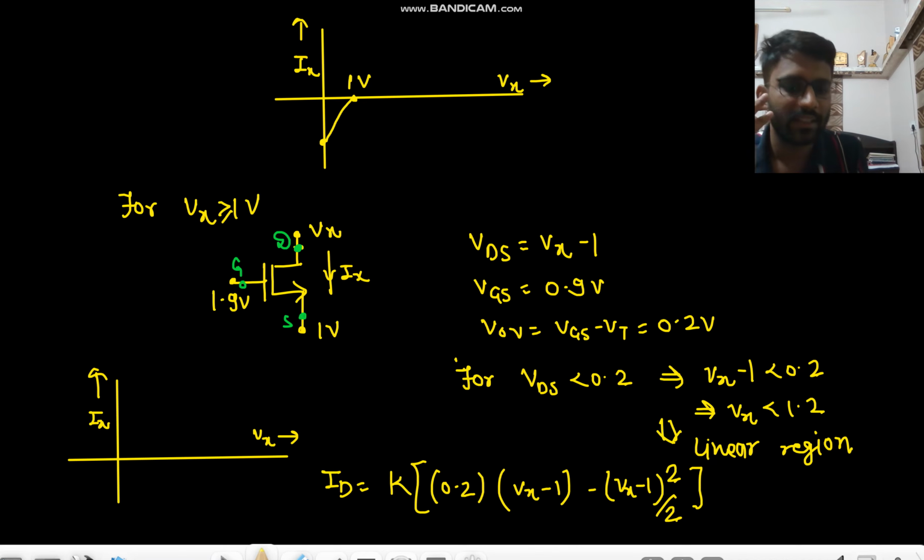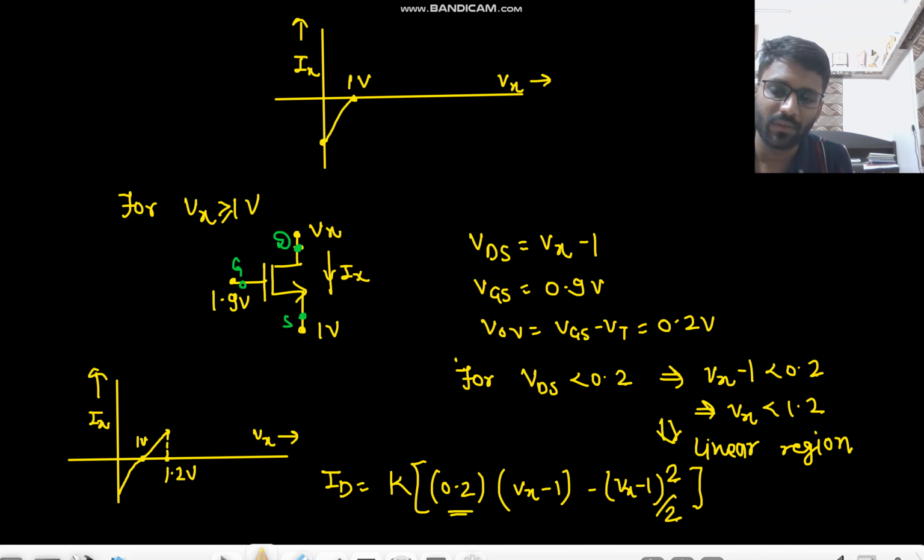Your Vgs minus Vt is constant now. If you increase the Vx value, your Vds will increase, and if your Vds increases, your current will increase, right? So from here you have already seen that your current is something like this. After that it will also increase. So this is 1.2 volt, this is 1 volt. So here your current is getting increased, from 0 to this.